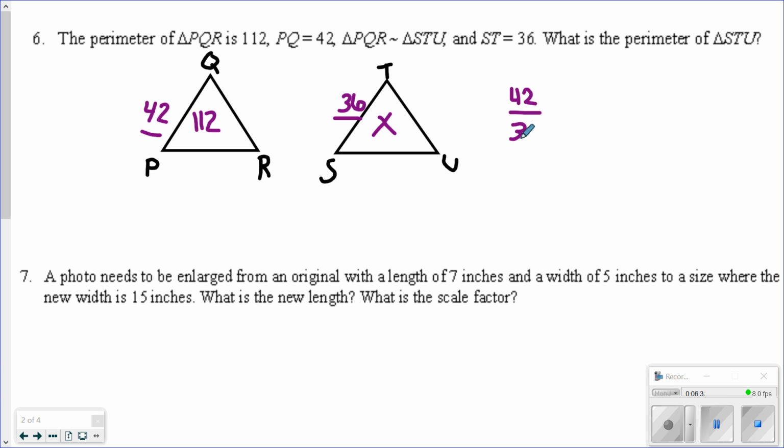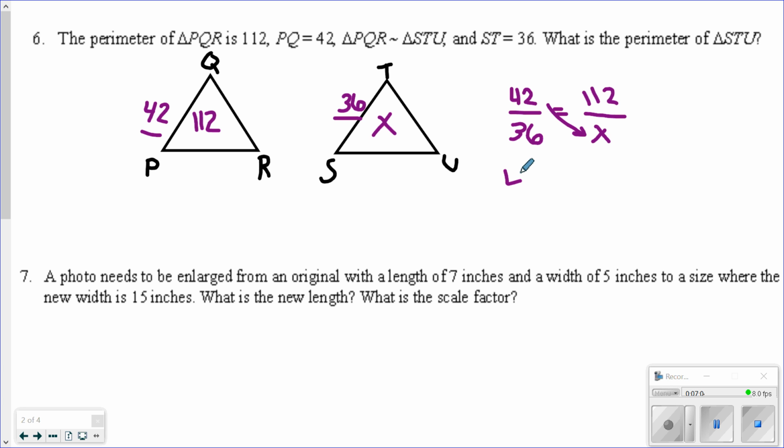Now remember that the ratio or scale factor for our corresponding sides will be the same for our perimeter. So if I know the scale factor for the sides, that's going to work as well with the perimeter. All right, so 42 over 36 is equal to, well, the perimeter of this large triangle is 112, so that's going to go in the numerator, divided by, I do not know what this perimeter is, and that will be x. So from here, I'm going to cross multiply.